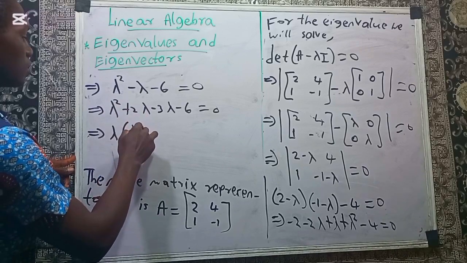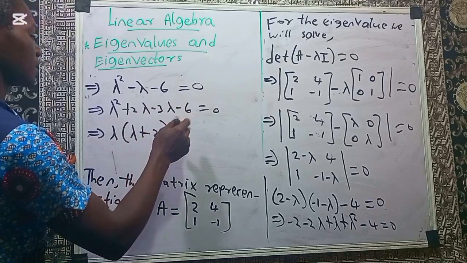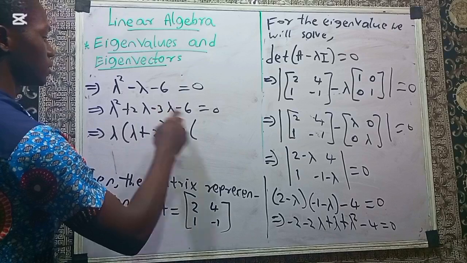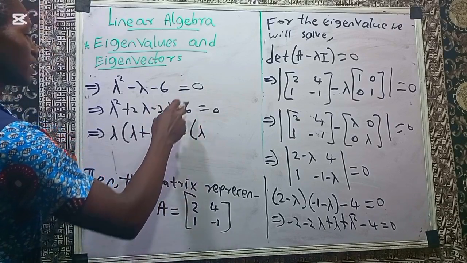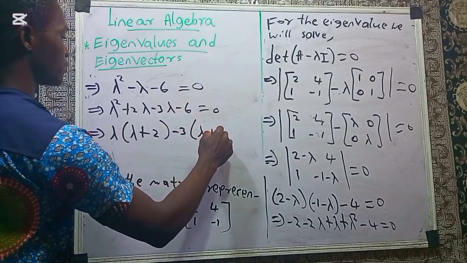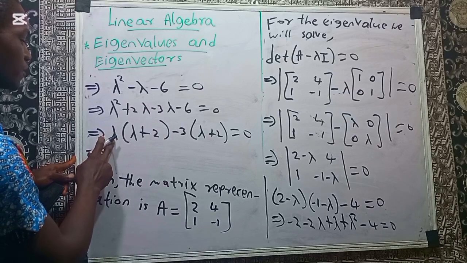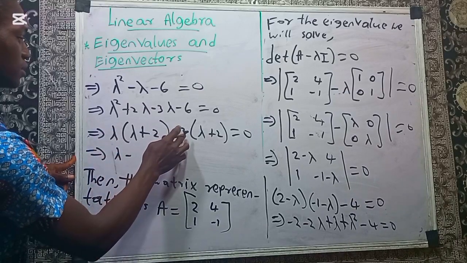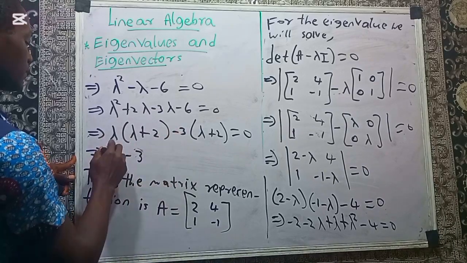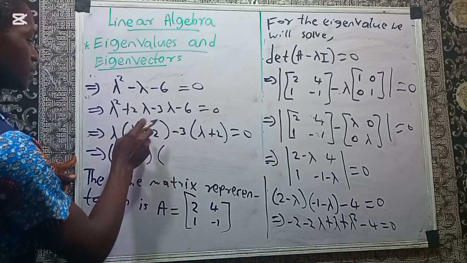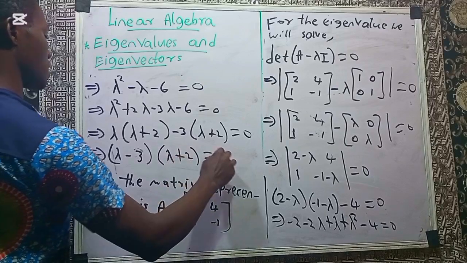Lambda into lambda plus 2, right? Then the common factor here is -3. -3 into, if you use -3 to divide -3 lambda, you have lambda. -6 divided by -3, you have a +2, equated to 0. So we can pick the coefficients of this bracket: lambda minus 3. So I'm picking what is here and what is here, right? Then form the first bracket. Then pick any of these brackets since they are the same: lambda plus 2, equated to 0.